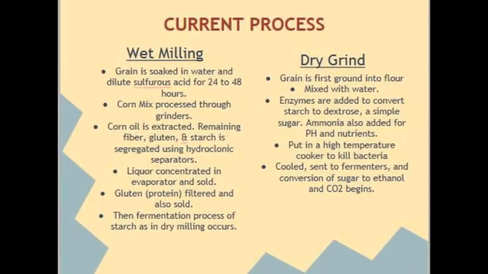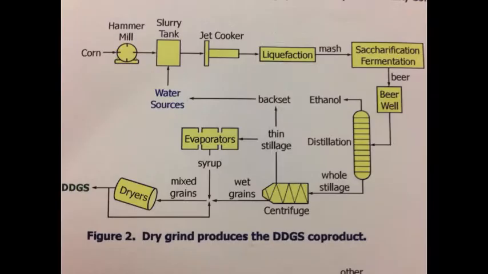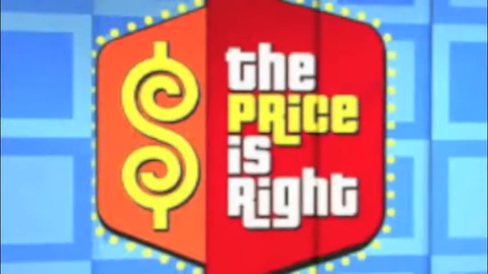The two current processes for extracting ethanol are wet milling and dry grind. These next two graphs will describe the process in further detail. A problem with the dry grind process is that it makes a very fibrous co-product called distiller's dry grains with solubles. If the process of extracting ethanol were to be changed, more fiber could be removed and used. A problem with the lignocellulosic process is that it is very difficult to complete and not as simple to separate.